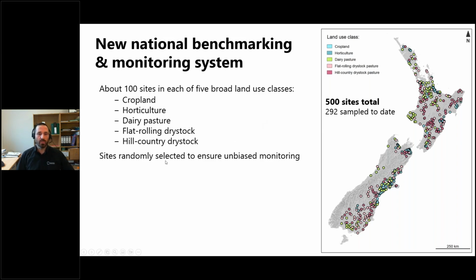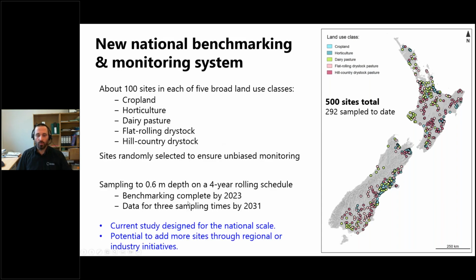Now, the sites have been randomly selected within each of those land use classes to try and make sure we get a representative and unbiased sampling across those land use classes and agricultural land in general. And sampling at all of these sites is to 60 centimetres depth, and sampling them on a 4-year rolling schedule. And the aim is to have the benchmark sampling completed by 2023. And then by 2031, we should have taken samples for 3 sampling times from all of these sites. So far, we've done 292 sites of the benchmark sampling, and that's continuing.